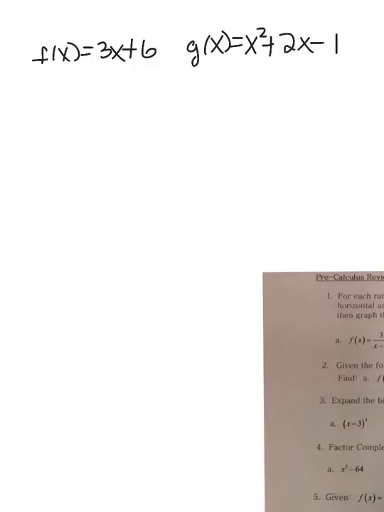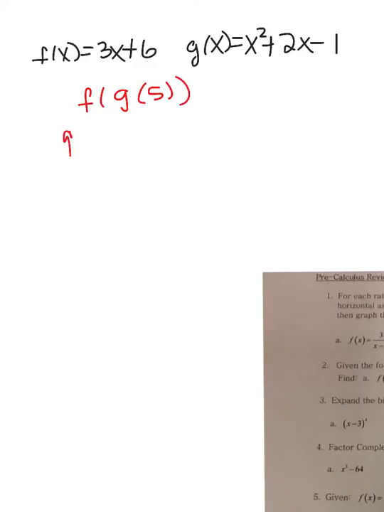All right, so let me write these functions. So f of x is equal to 3x plus 6. G of x is equal to x squared plus 2x minus 1. All right, so the first thing we want is f of g of 5.